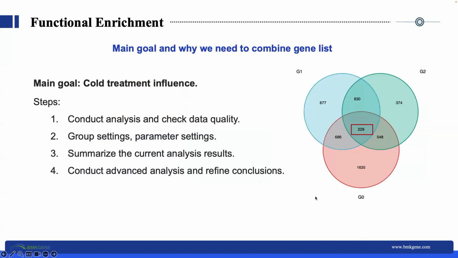For functional enrichment analysis, I want to show you how to use a combined gene list for further analysis. I analyzed the cold treatment with two traits, flower and height. I want to go further into the influence details. So I have two ways based on the current result.